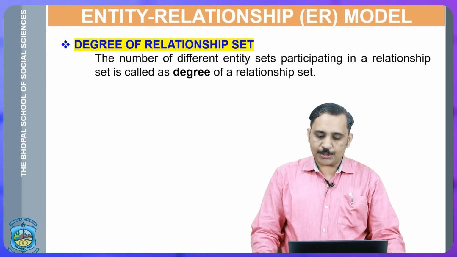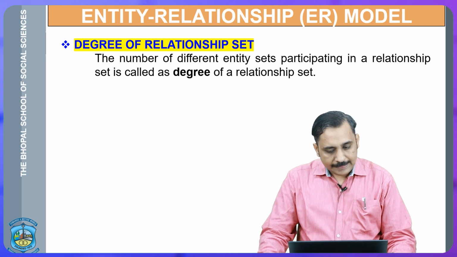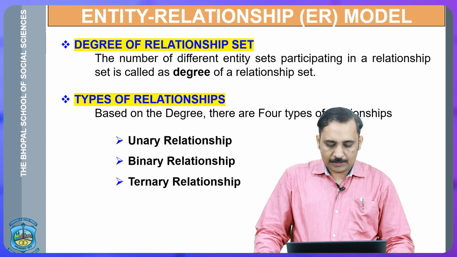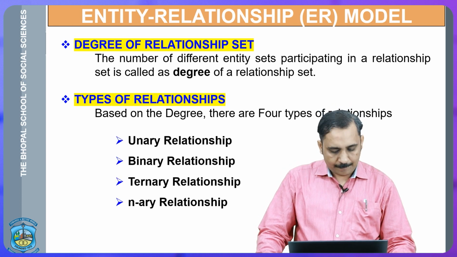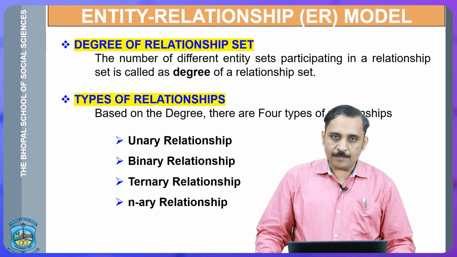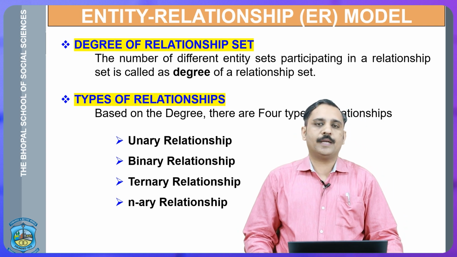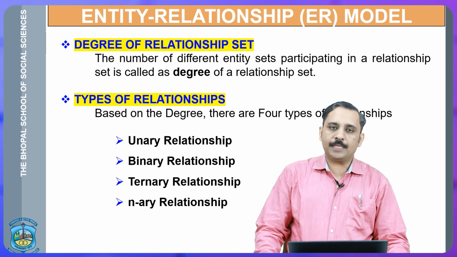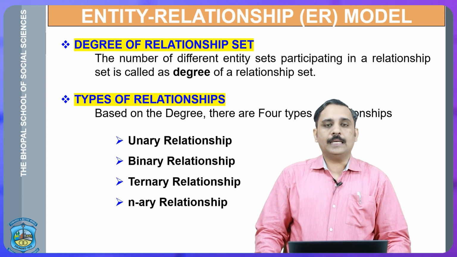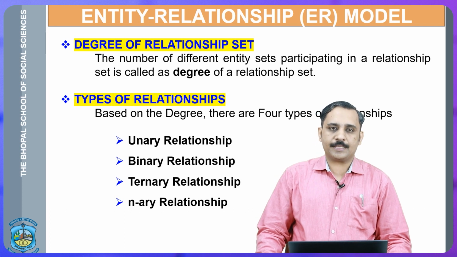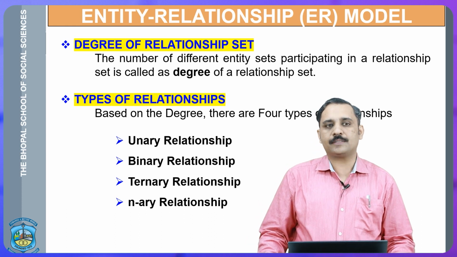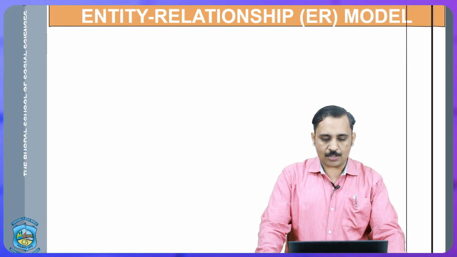Then we have degree of relationship set. The number of different entity sets participating in a relationship is called the degree. Based upon this, we have unary relationship, binary relationship, ternary relationship, and n-ary relationship. Unary means single. So, if we only have one entity in a relationship, it is called a unary relationship. Binary means two. If we have two entities involved in a relationship, it is called a binary relationship. Ternary means three. So, if we have three entities involved in a relationship, it is called ternary. And n-ary means if we have more than three entities that are linked together in a single association, it is called an n-ary relationship.